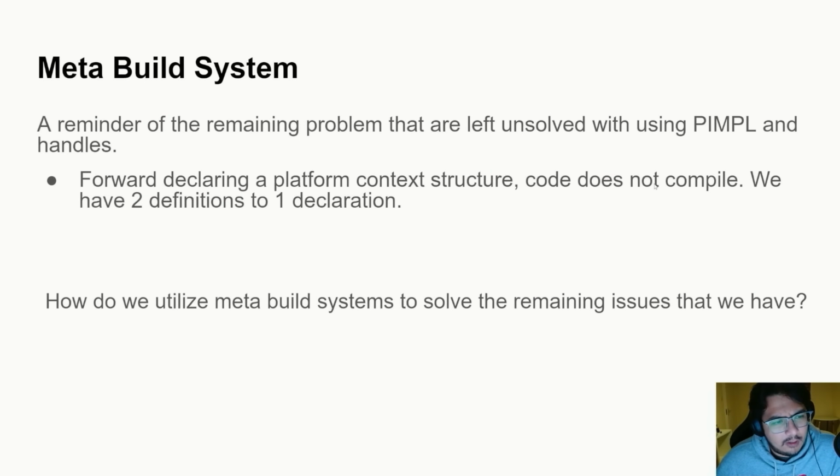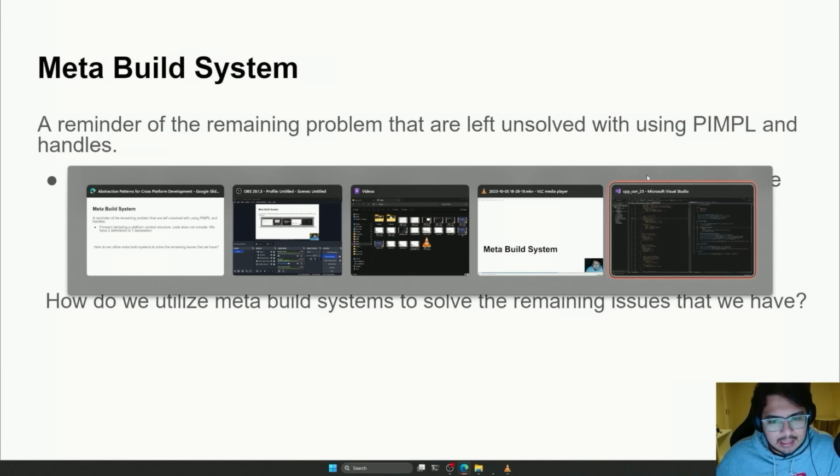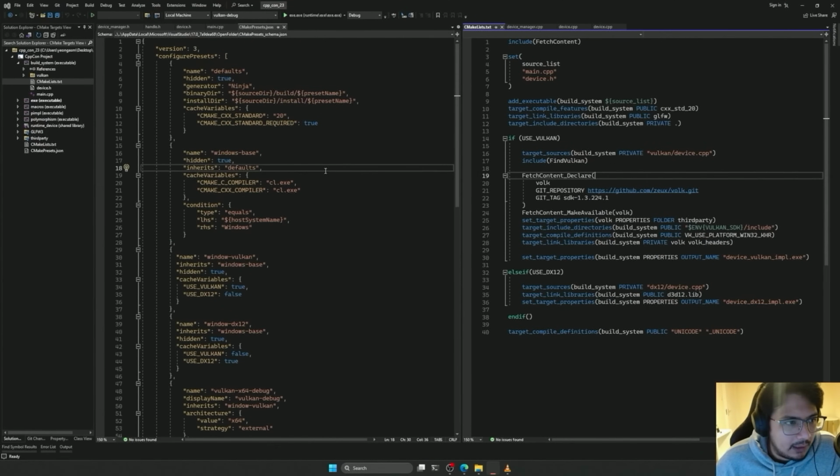A quick reminder of the remaining problem left unsolved when we're using the Pimpl idiom and also handles. We essentially have two definitions to one declaration and broken ODR. So how do we utilize the meta build system to solve this remaining issue and have our program compile? Looking at the example I've opened up, in the example projects, I use CMake.